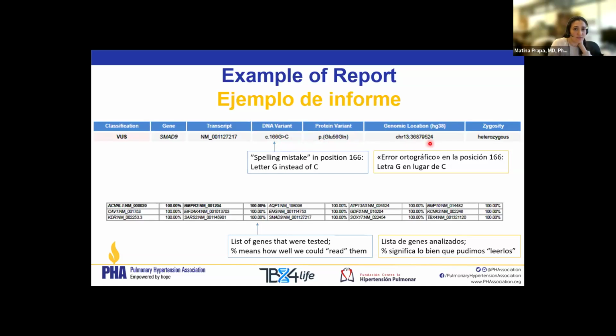exactly where it is. And zygosity means, remember how I said genes have two copies, we have them in two copies. Heterozygous means that only one of the two copies of the gene carries the fault, and the other copy of the gene doesn't. If it says homozygous, it means that both copies of the gene have the fault, and that applies to the PVOT that was mentioned earlier.